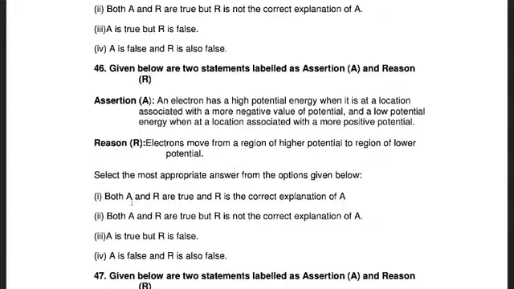Option 1, both A and R are true, and R is the correct explanation of A. Option 2, both A and R are true, but R is not the correct explanation of A. Option 3, A is true, but R is false. Option 4, A is false and R is also false. The answer is option 3, A is true, but R is false.